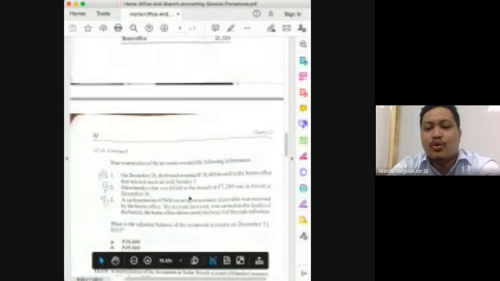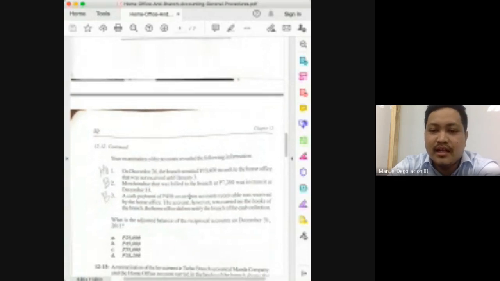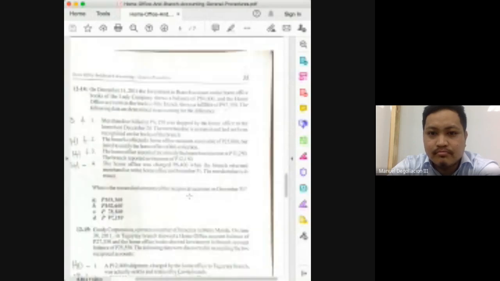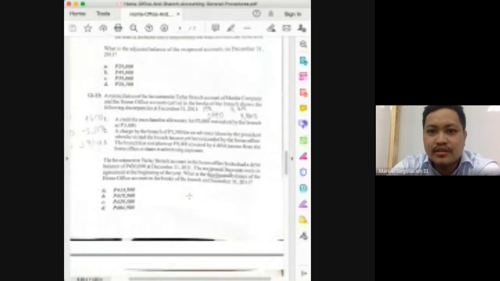Okay. So once you have correctly accounted for all the intra-company transactions, class, you should have the same balance for your reciprocal accounts. Let's have 12 dash, problem 13.